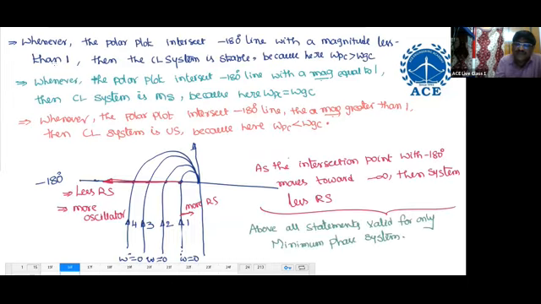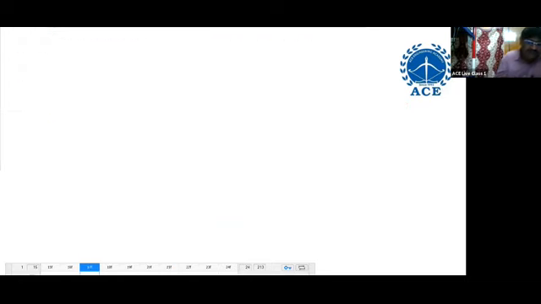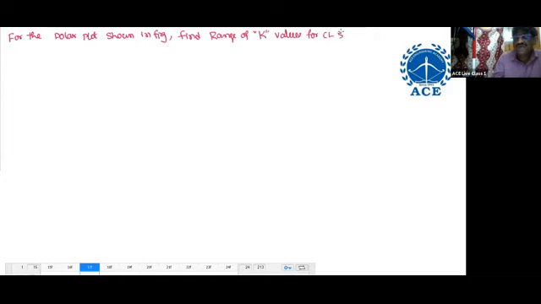Okay. Next problem. What is the condition for stability? The magnitude should be less than 1. Then only the system is stable. Now one problem: for the polar plot shown in the figure, find the range of k value for closed loop stability. Come on, do it.